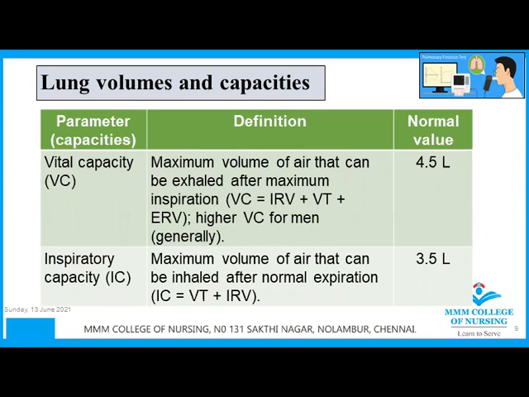Inspiratory capacity, it is denoted as IC. Maximum volume of air that can be inhaled after normal expiration. The IC is calculated as the sum of tidal volume and inspiratory reserve volume. The normal value is 3.5 liters.